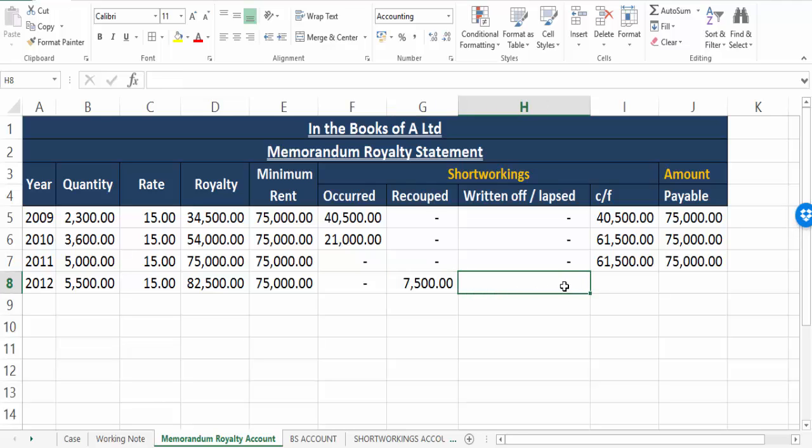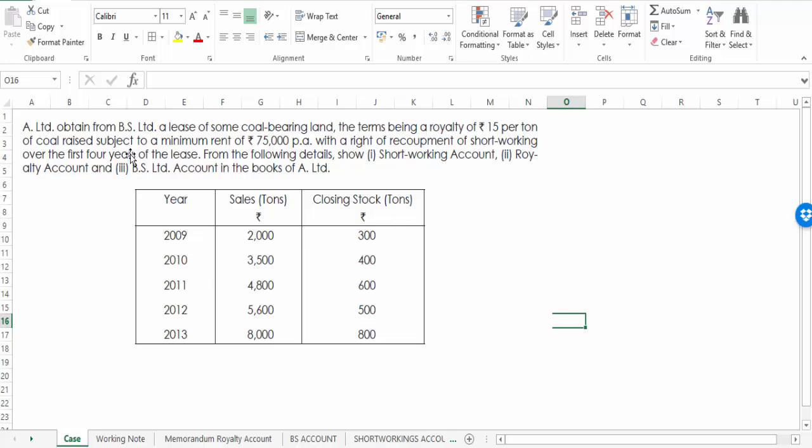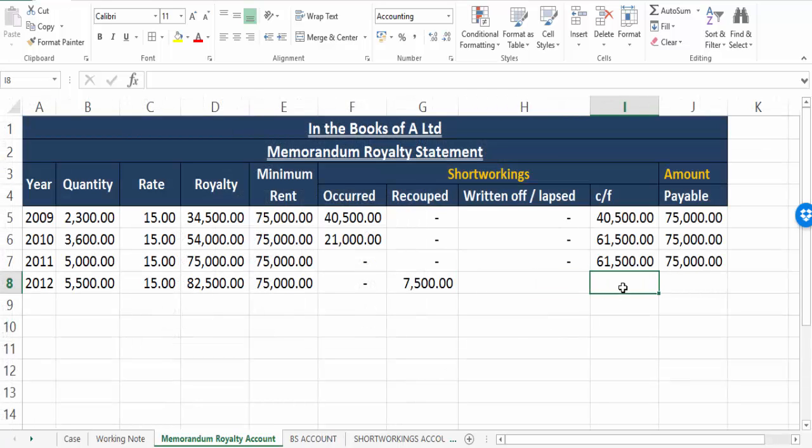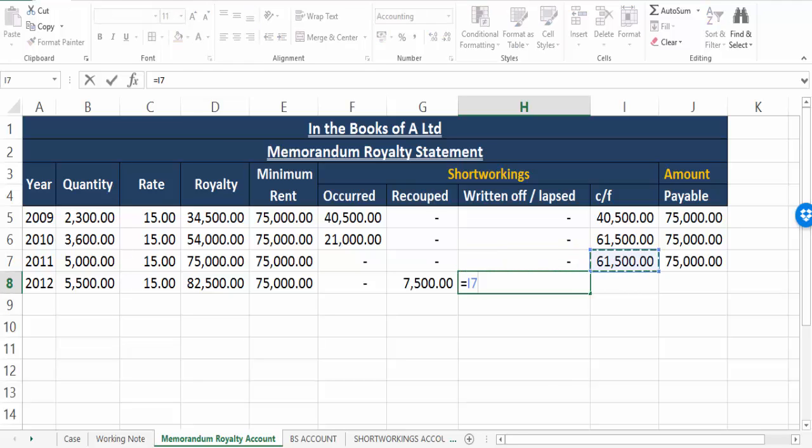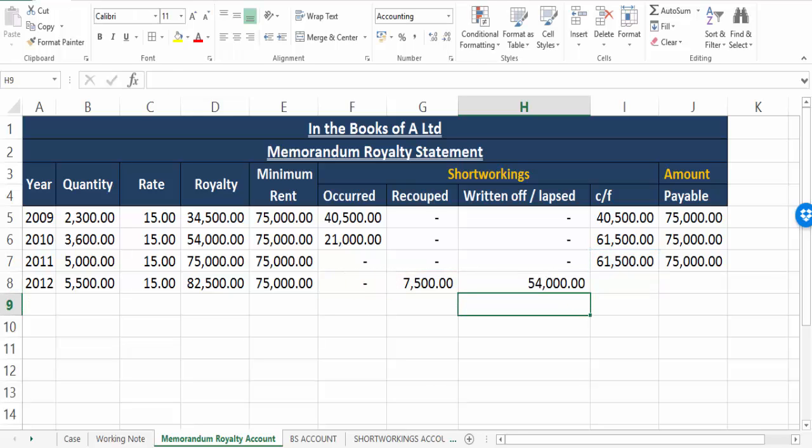And whether any short workings will get written off? Yes, because the question says short workings can be carried forward only up to the first 4 years of the lease. So whatever is the balance cannot be carried forward, and has to be written off. How to find that out? We know the opening balance is the previous year carried forward, minus no occurrence, but whatever has been recouped. So this 54,000 cannot be carried forward, it has to be written off.